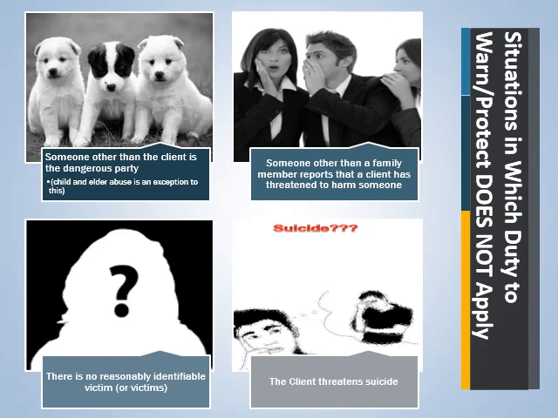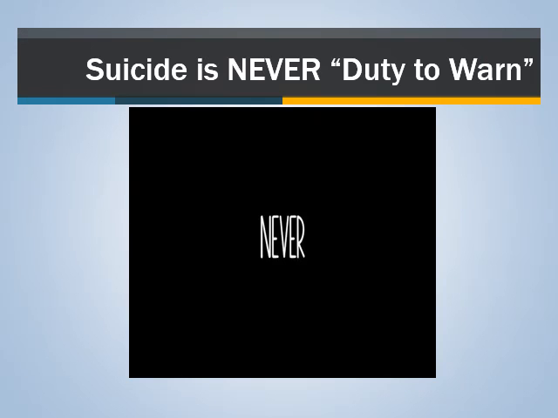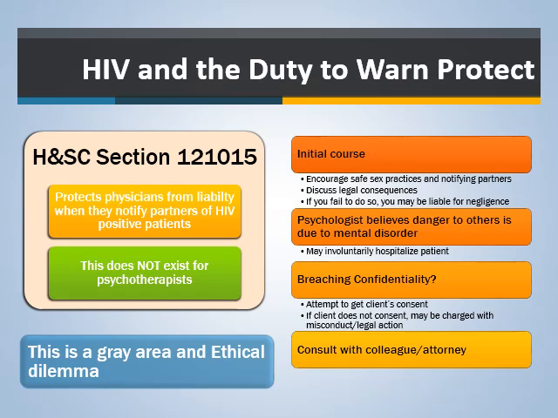When does it not apply? If it's not the client, so we're talking about Tarasoff again. Tarasoff does not apply to other people being the dangerous party other than the family member, if there's no reasonably identifiable victim, or if they're threatening suicide, that's a different case. So suicide, that's a 1024. It is never a Tarasoff or duty to warn.